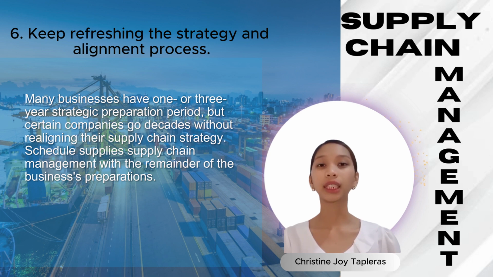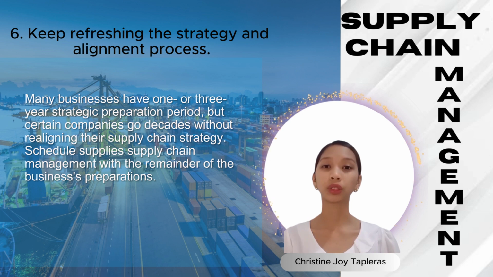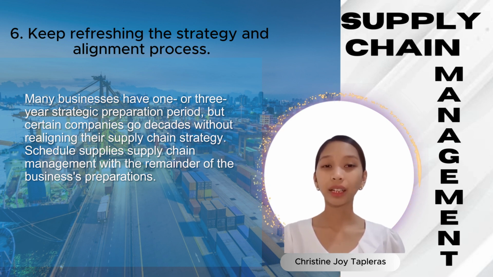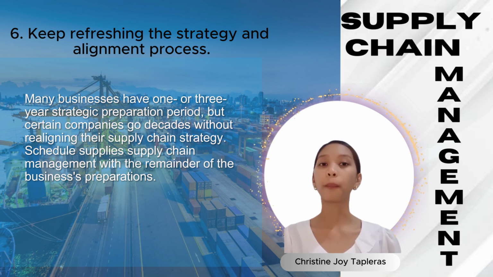Number 6 is keep refreshing the strategy and alignment process. It means regularly updating organizational goals to stay relevant. These include assessing performance, engaging stakeholders, adapting to market changes, and maintaining clear communication. For example, a tech company shifts its software development strategy to incorporate emerging technologies after consulting stakeholders, enhancing alignment and success.